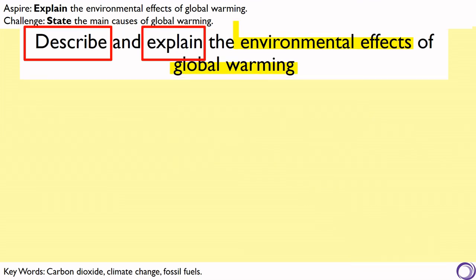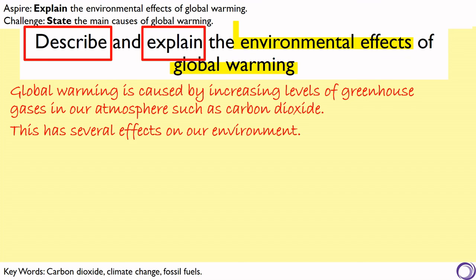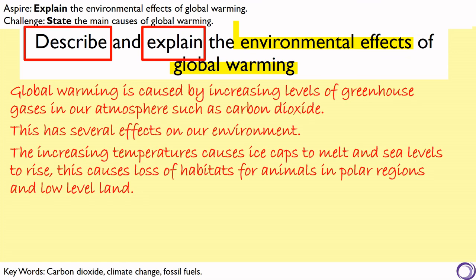So first of all, global warming is caused by increasing levels of greenhouse gases in our atmosphere, such as carbon dioxide. Now, the next thing I asked you to include was some of the effects on our environment. So the first one I've put is the increasing temperatures cause ice caps to melt and sea levels to rise. Now, the linked statement to that is that it causes a loss of habitats for animals in polar regions and low-level land.